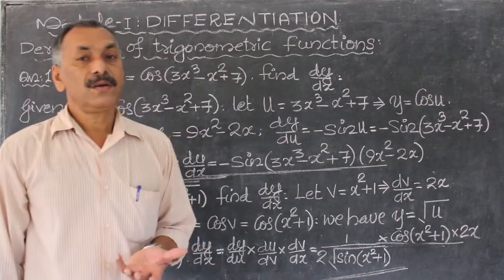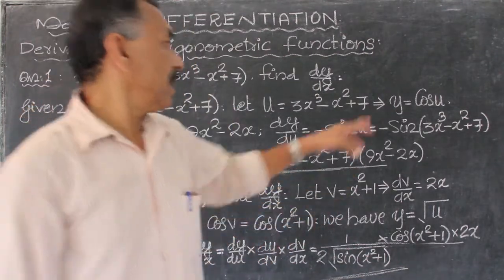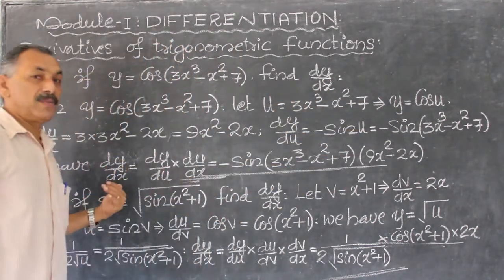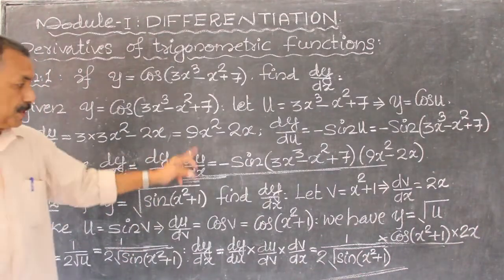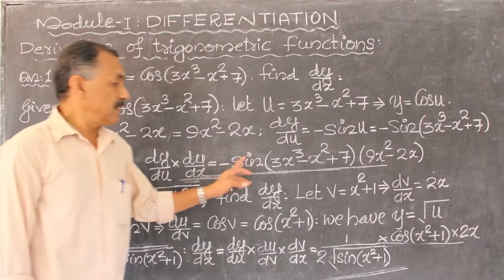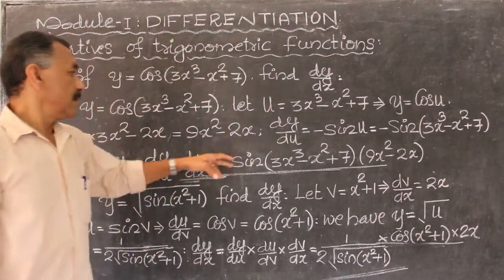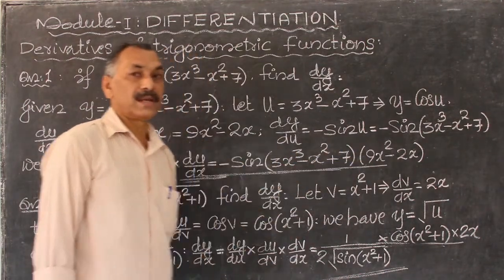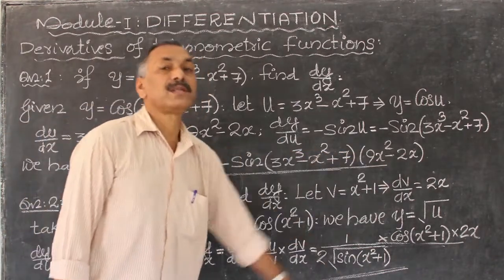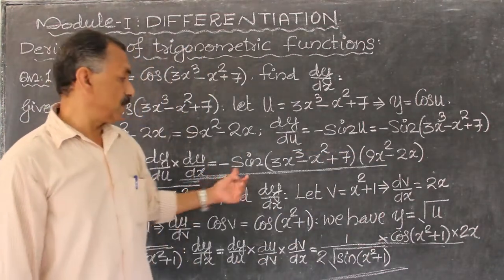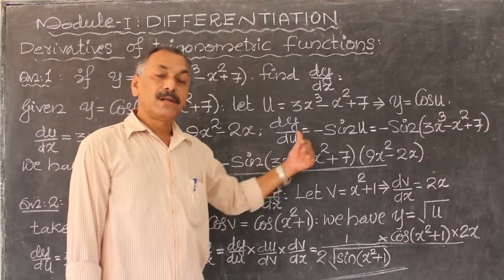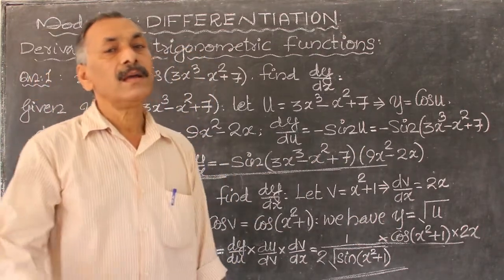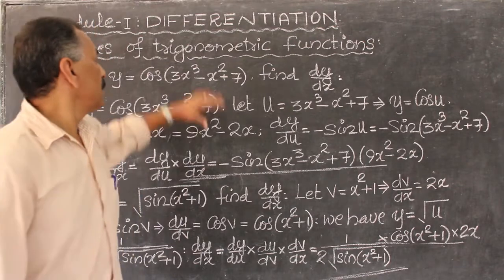Then we know the function of a function rule: if y is a function of u, and u is a function of x, then dy by dx is equal to dy by du into du by dx. That is, dy by du is minus sin of 3x cube minus x square plus 7, into du by dx, which is 9x square minus 2x. So dy by dx is equal to minus sin of 3x cube minus x square plus 7 into 9x square minus 2x.